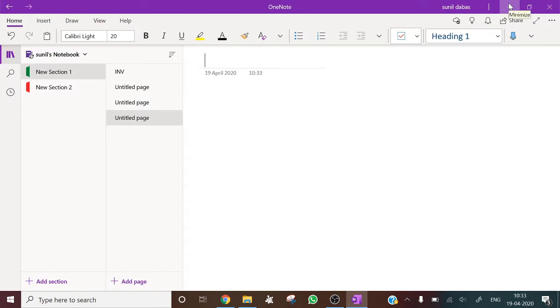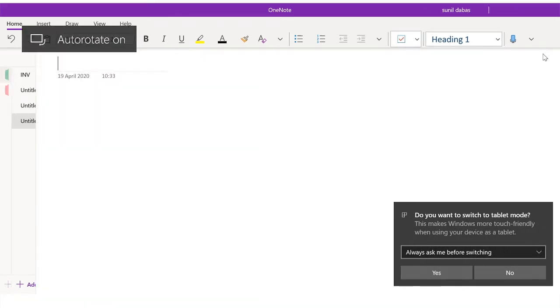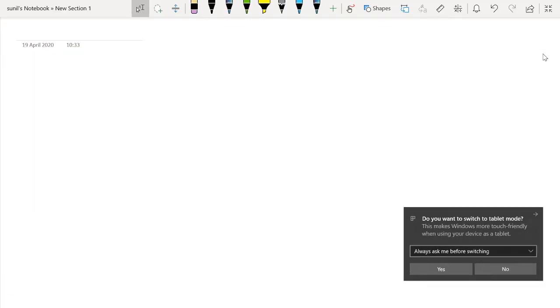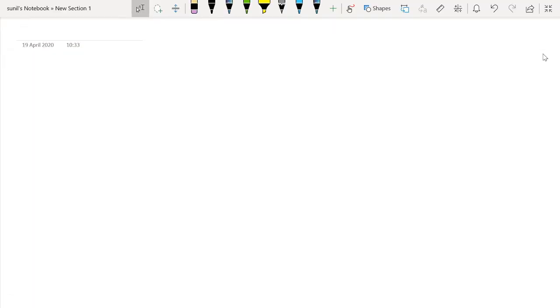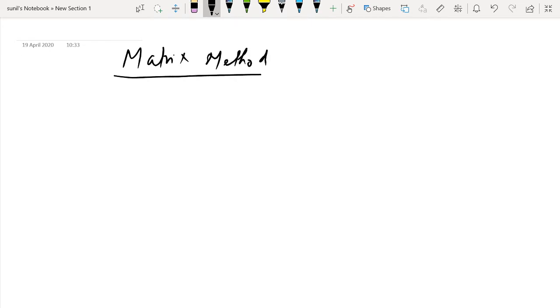Okay, good morning, students. In this lecture, we are going to do the matrix method, how to deal with a system of equations by using determinants. Now try to understand what the matrix method is. This matrix method will deal with systems of equations.